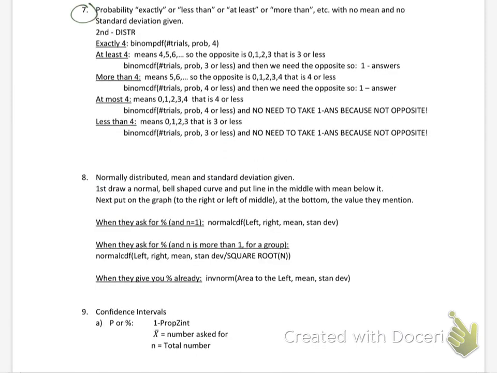Here it is, number 7. Look at that. Probability: exactly, less than, at least. We have "at least," don't we? With no mean and no standard deviation. There's the steps for handling that. It's notes number 7.